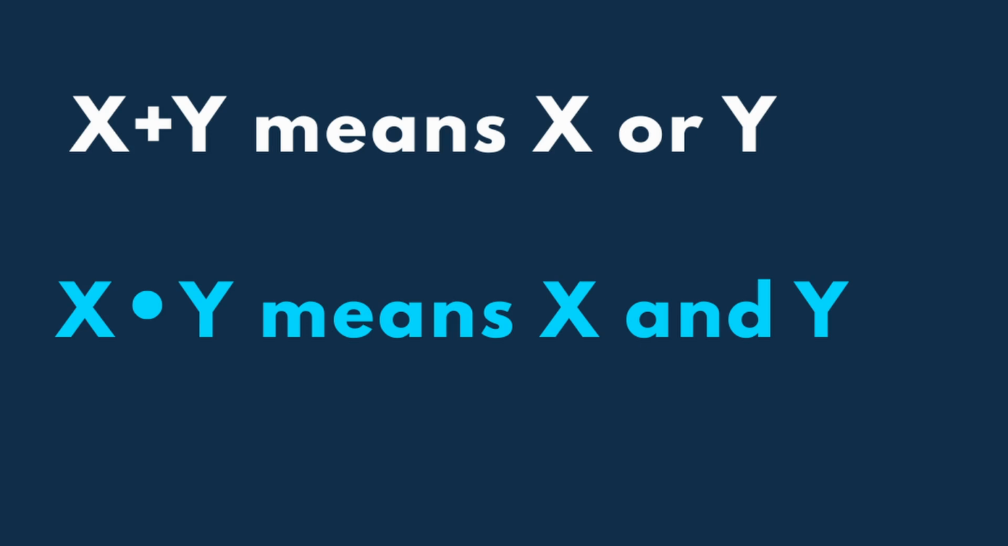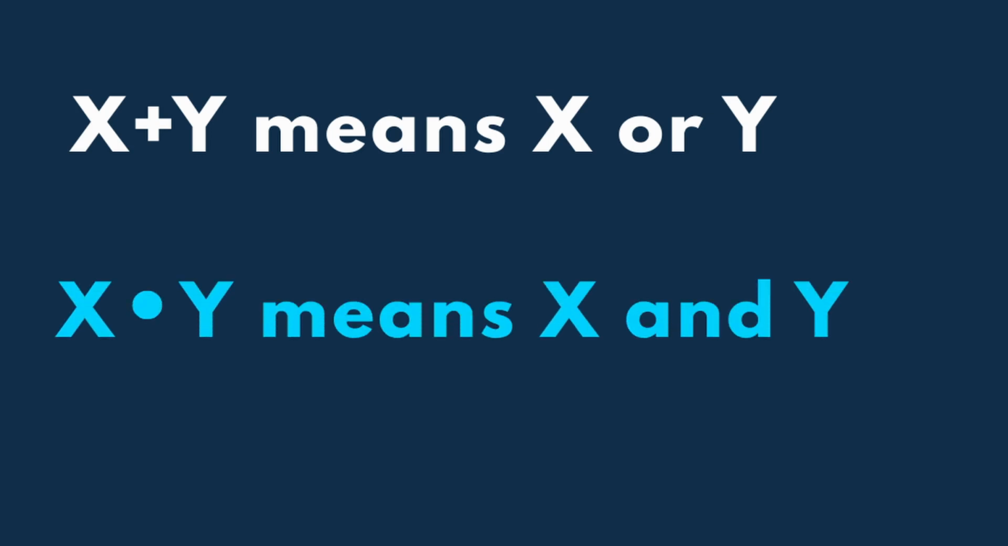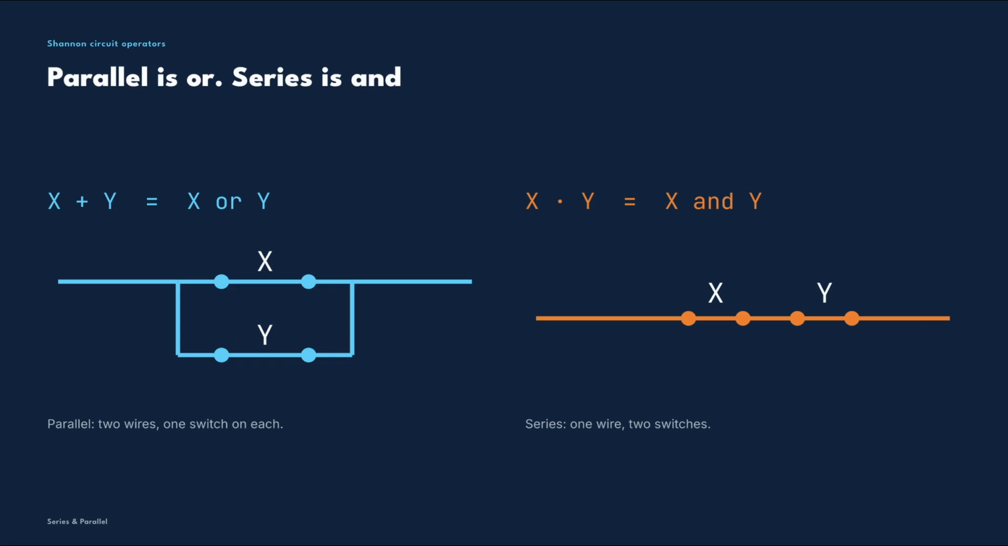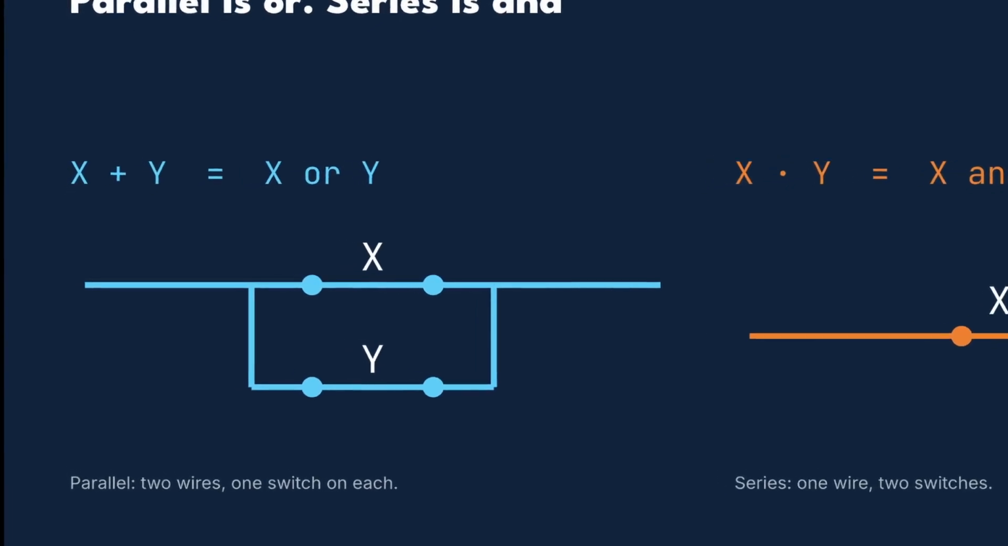For the rest of this video, we'll use the plus and multiplication operators as follows. X plus y means x or y. X times y means x and y. In terms of wiring, x plus y means a parallel connection of switches. Parallel means 2 wires with 1 switch on each wire.